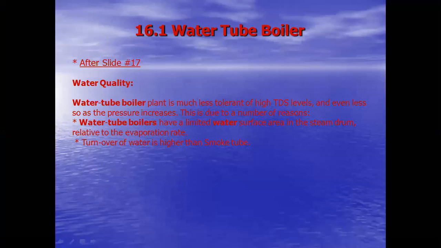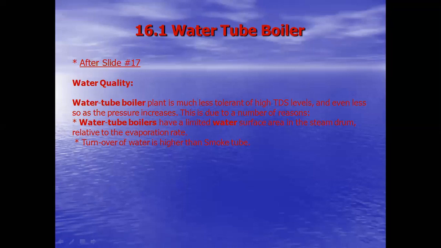The water tube boiler plant is much less tolerant of high TDS levels. High TDS means total dissolved solids. And it becomes even less tolerant as the pressure requirement increases. The reason is that water tube boilers have a limited water surface area in the steam drum relative to the evaporation rate. So if they have a limited water surface area in the steam drum, that means if you have dissolved solids in the water, those solids are going to deposit themselves on the steel part of your steam drum.